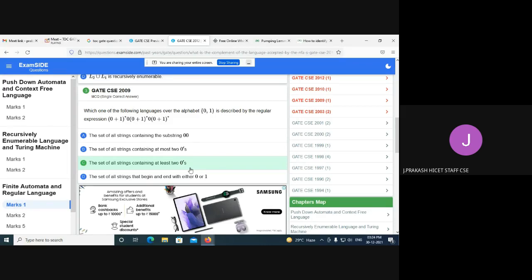Substring 0 0, at most 2 0s, at least 2 0s. So the fourth choice is gone. Okay, ABC, out of ABC how you need to calculate?